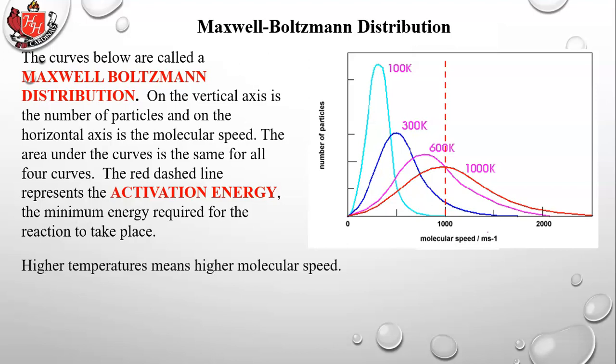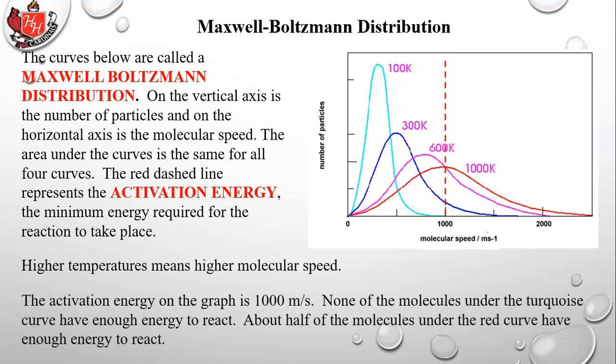Higher temperatures means higher molecular speed. We talked about that when we talked about gas laws. The activation energy on the graph is 1,000 meters per second. None of the molecules under the turquoise curve have enough energy to react, because you can see the turquoise curve is entirely to the left of the activation energy. About half the molecules under the red curve have enough energy to react.